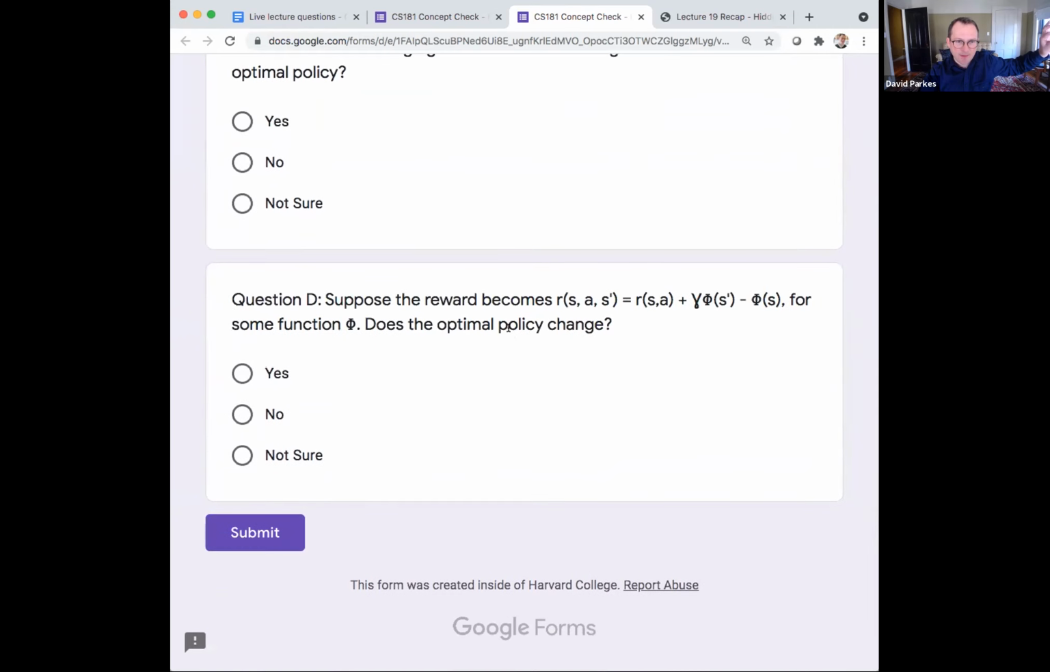And the fourth question asks you whether, if we redefine the reward to depend not only on the state and the action, but also on the state that you land in. And this can sometimes be, by the way, a more convenient way to define the reward. Maybe you're that robot picking up a dish, and you want to distinguish between you break the dish or you don't break the dish. And so you want to write the reward down that way. But here what we're saying is, suppose that you rewrite the reward as the current reward plus a discounted quantity for some function phi applied to the next state minus the function phi applied to the current state. Suppose you use this as your reward function, then the question is whether the optimal policy changes.